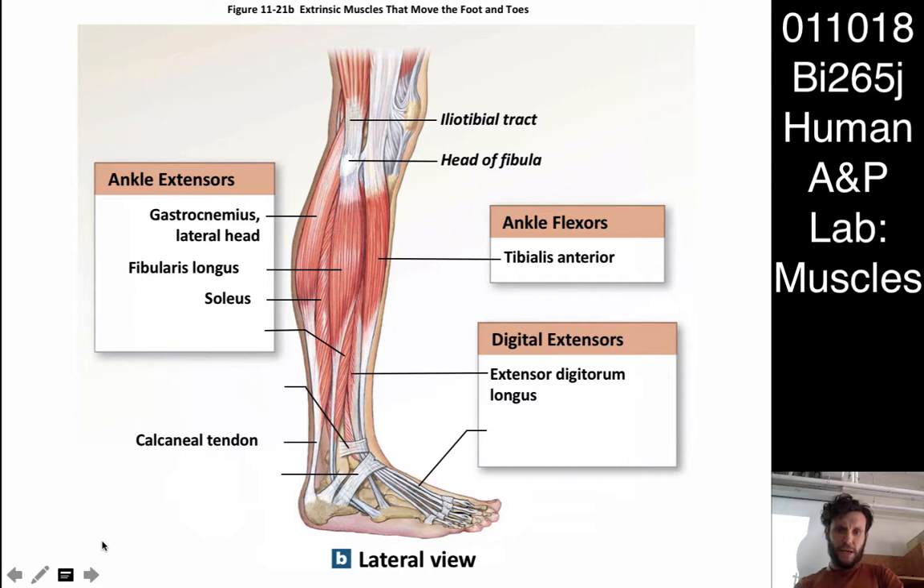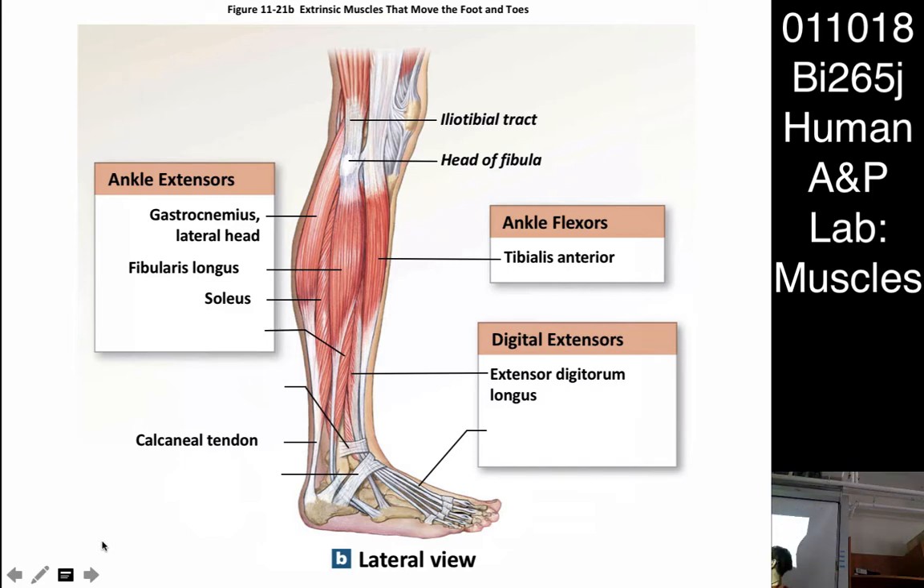What do I want to say here? So there's the fibularis longus. There is a fibularis brevis. But the other name for these are the peroneals. You hear that word often, the peroneals, also known as the fibularis group, fibularis longus and brevis. And they help with lateral stabilization of the ankle.